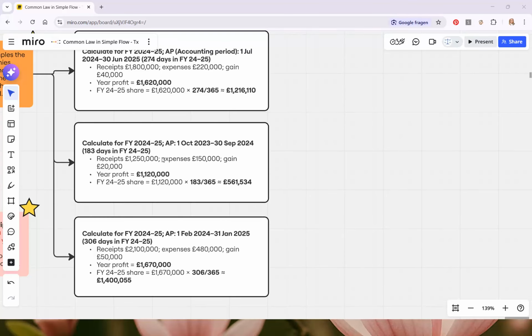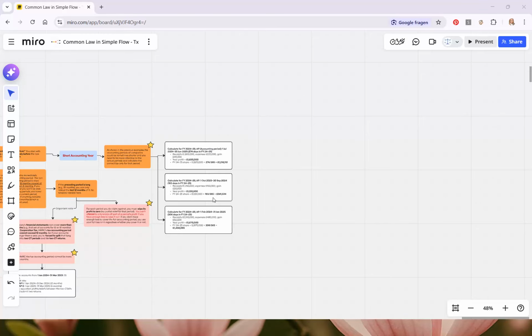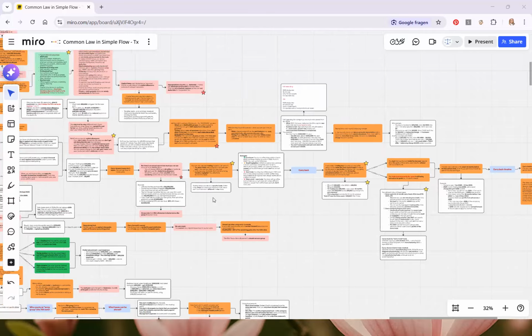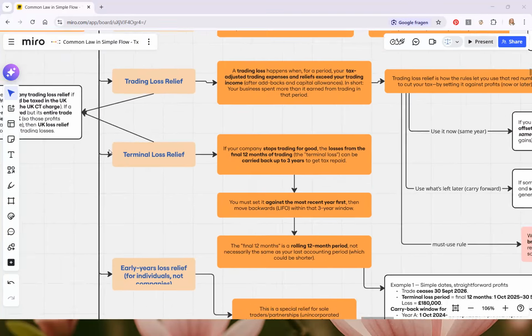Same with the others. You're calculating in the same way. You see your receipts, expenses, the gain, and year profit, and you take your year profit and multiply with days of your accounting period and divide it by the days in the year. So that was all about the very long subflow, which was about the trading loss relief.